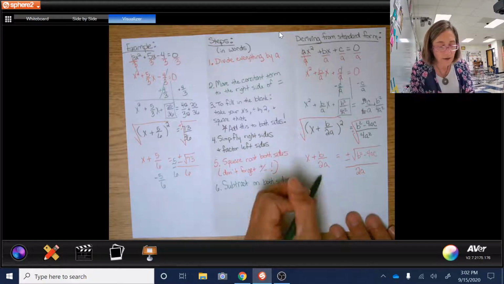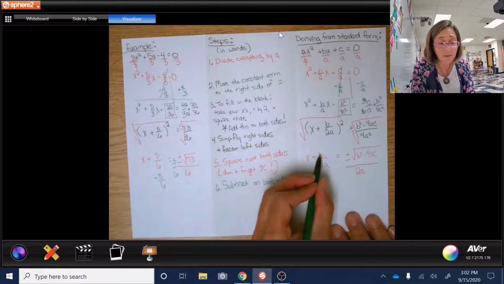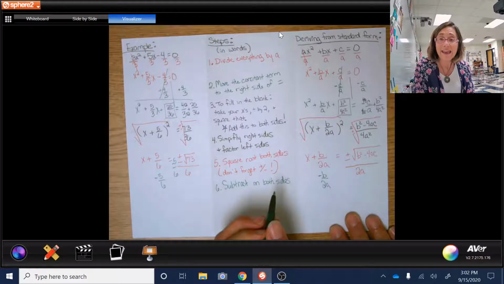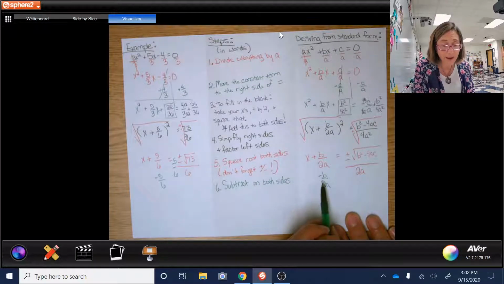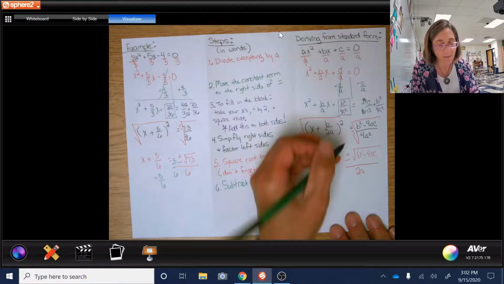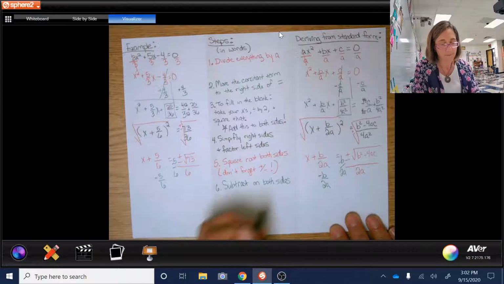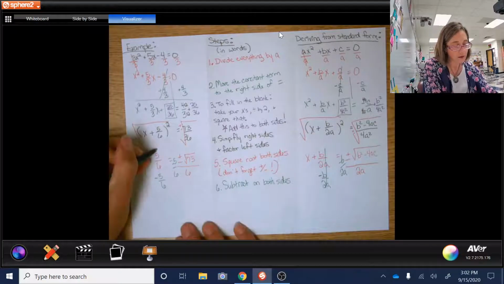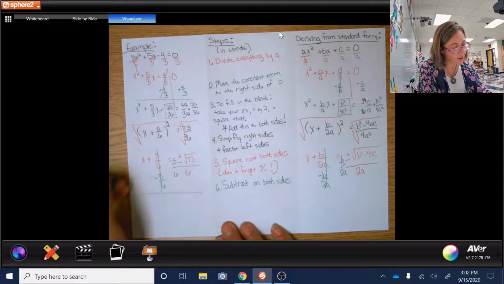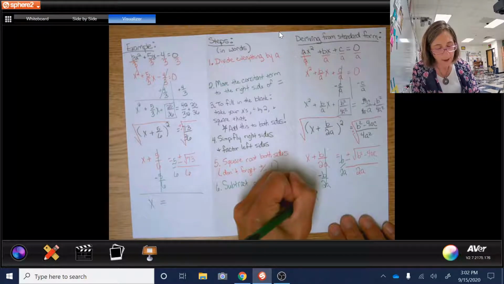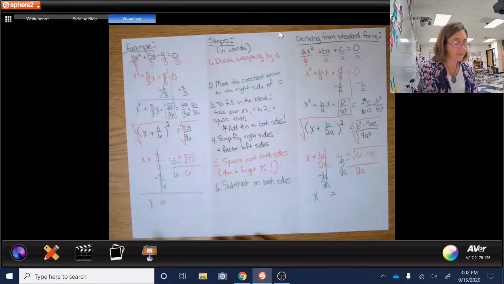So I got to do that over here. So I'm going to get rid of the plus b over 2a by subtracting b over 2a. Hey, negative b over 2a. That's where it comes from. So I'm going to squeeze it on the front end here. So those cancel. Those cancel. Let's see where we're at. We have x equals, and over here we have x equals.